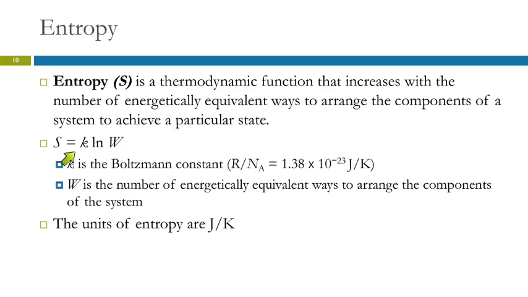Entropy is equal to a constant k times the natural log of W, capital W. So k is the Boltzmann constant, which happens to equal the ideal gas constant divided by N. And W is the number of energetically equivalent ways to arrange the components of the system. So the units of entropy end up being joules per Kelvin. So that doesn't seem very useful, does it?